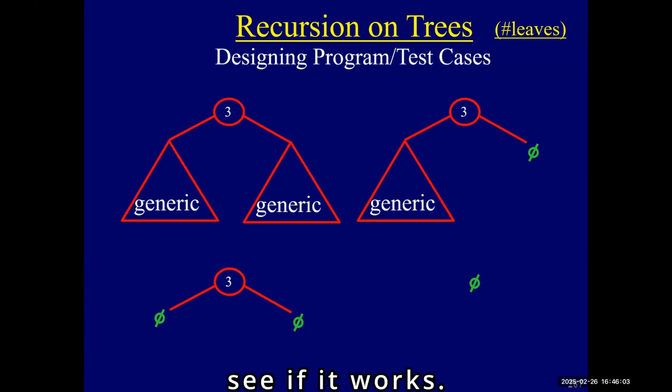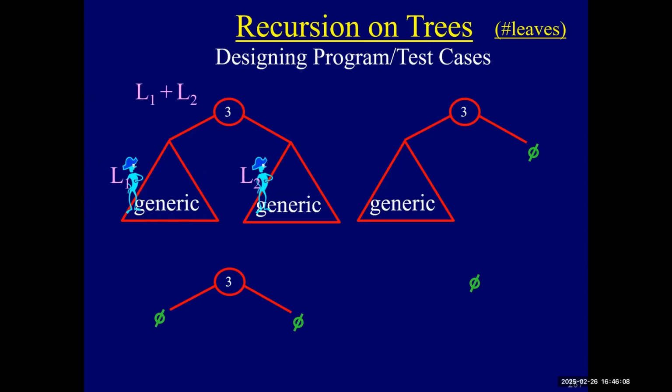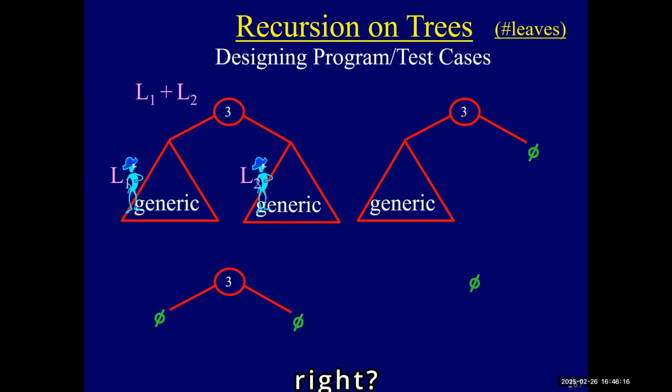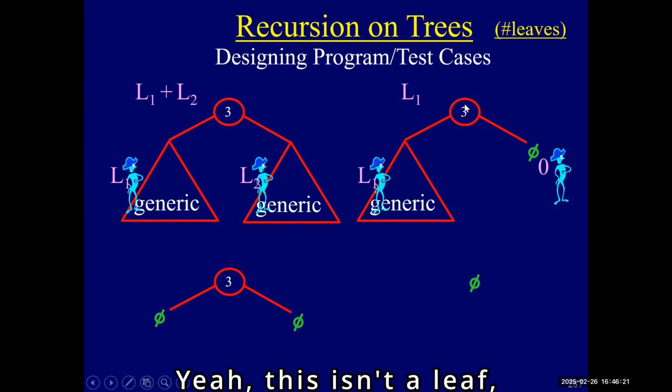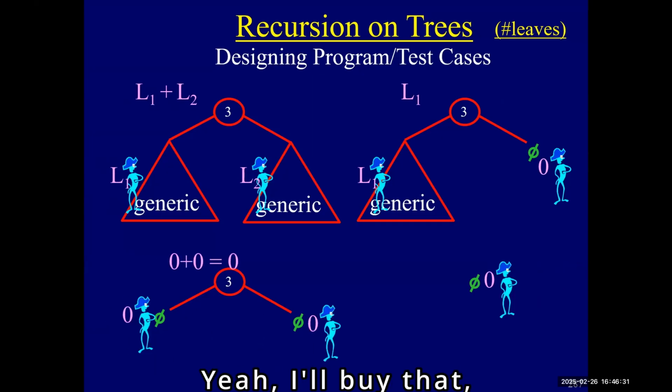Well, let's try to see if it works. Does the first guy work? You have a big tree here and a big tree here. These are 2 big non-zero numbers. We add them together. That works, right? Does this one work? Yeah, this isn't a leaf. You get 5 leaves down here, then the total number of leaves is 5, right? Does this one work? Yeah, I'll buy that. Does this one work? No, right? This is our first non-zero number. You got to bootstrap it from somewhere, right?